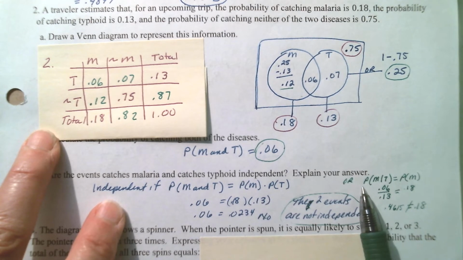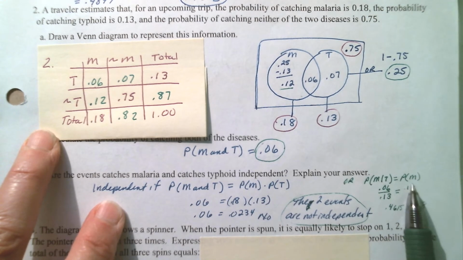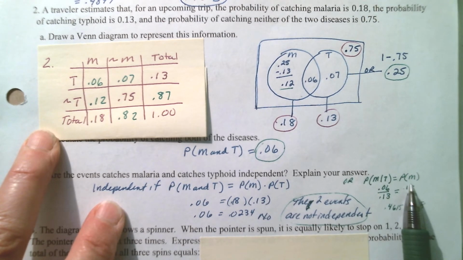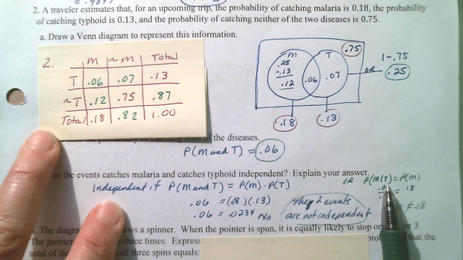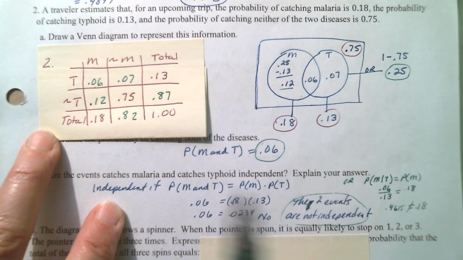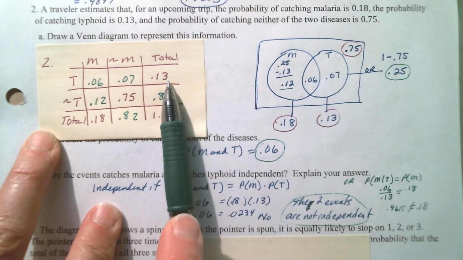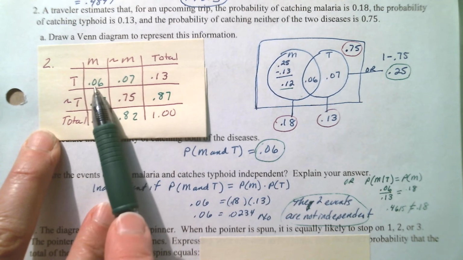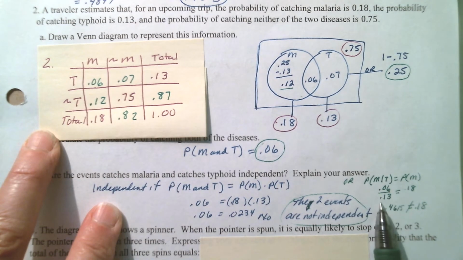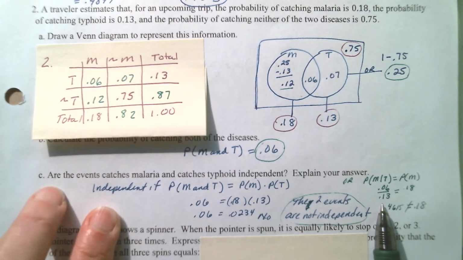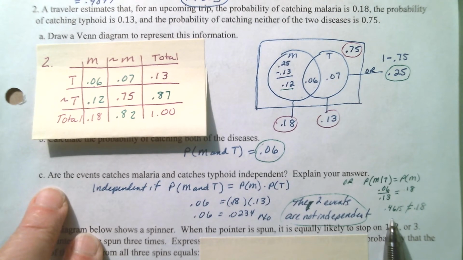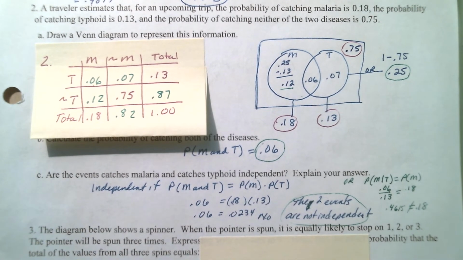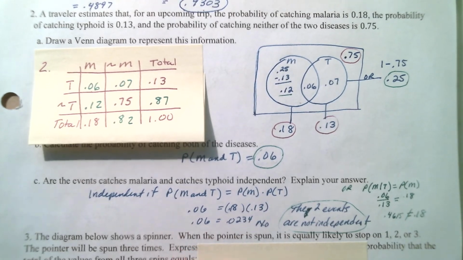Or independent if the probability of M given T equals probability of M. So the probability of M given T, so T is our denominator, 0.13 is our denominator, and of that, malaria is 0.06. So 0.06 divided by 0.13 is not 0.18. The two events are not independent.